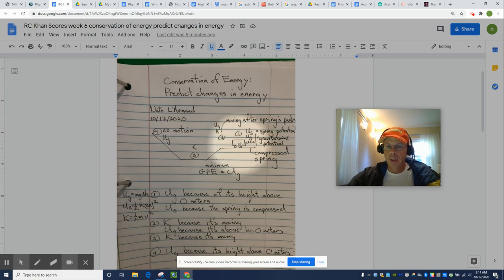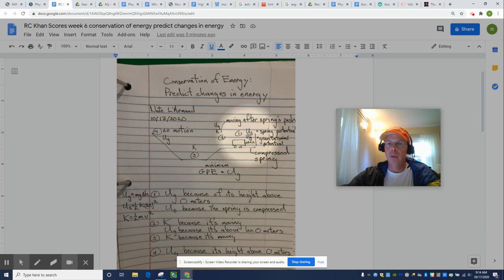At position 1, it has spring potential energy because the spring is compressed from its equilibrium position, and it has gravitational potential energy, is elevated from this arbitrary minimum potential energy right here. This is 0 meters of height down here at the bottom of the valley. So it's not moving at point 1, so it has no kinetic. So you're going to check those two boxes.